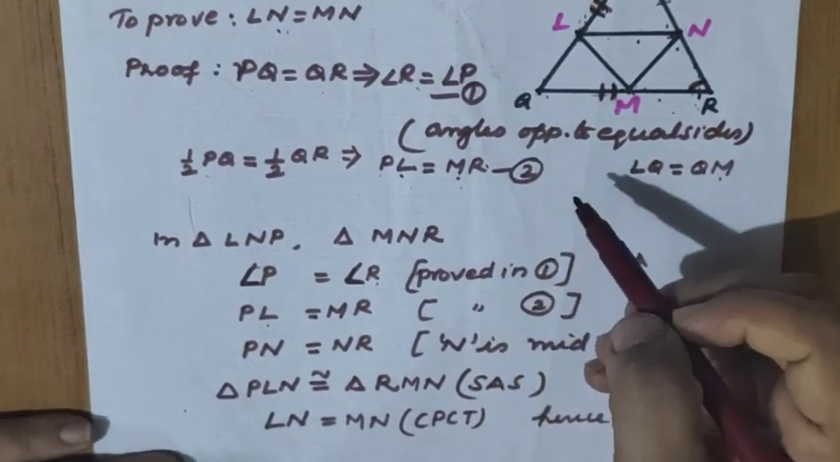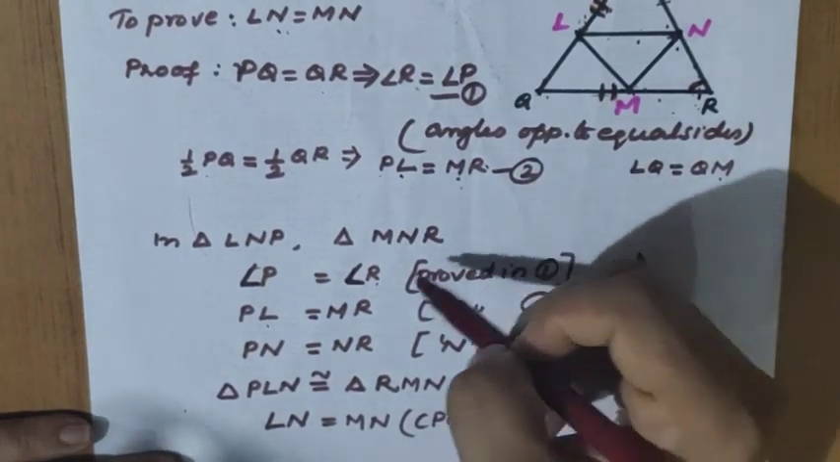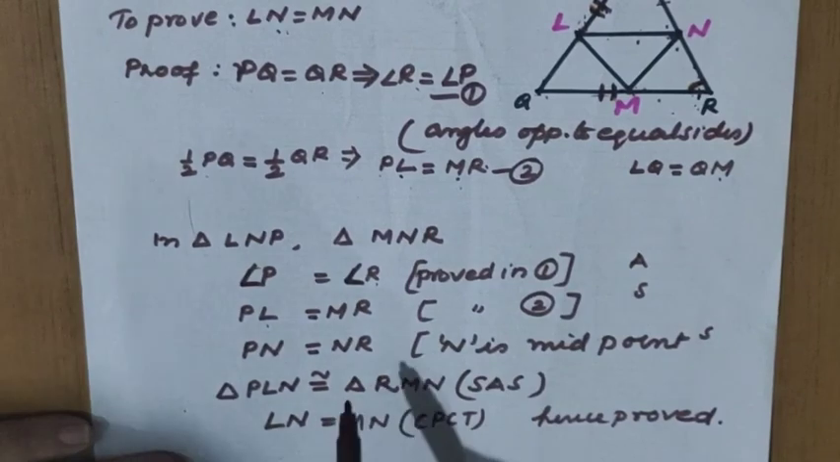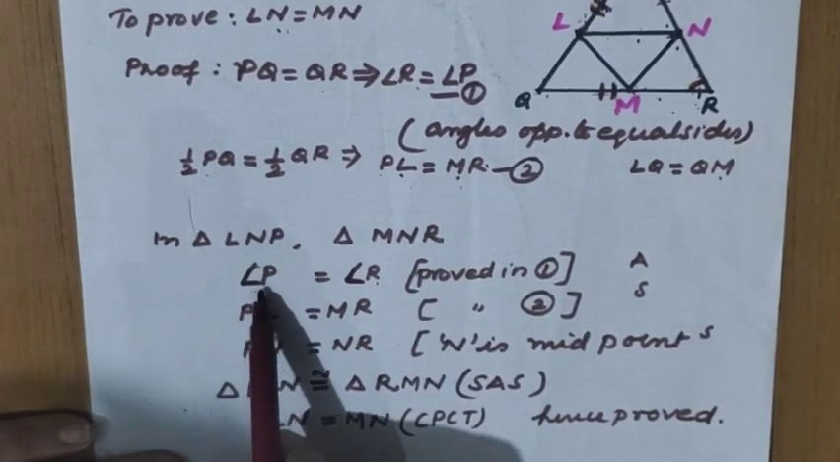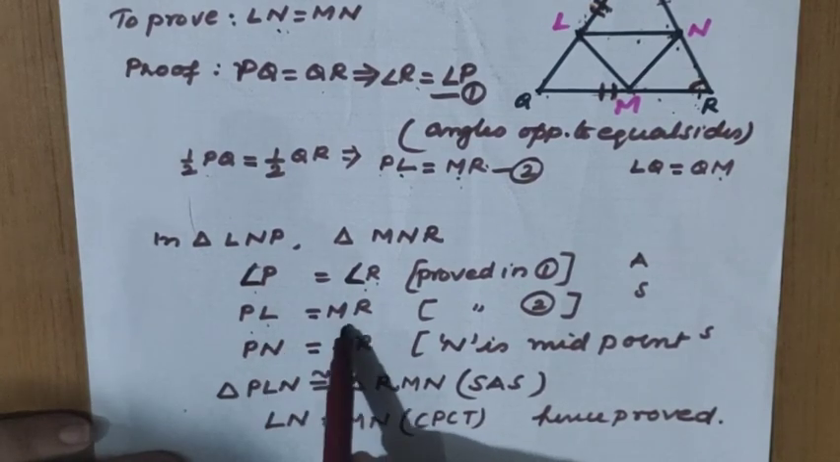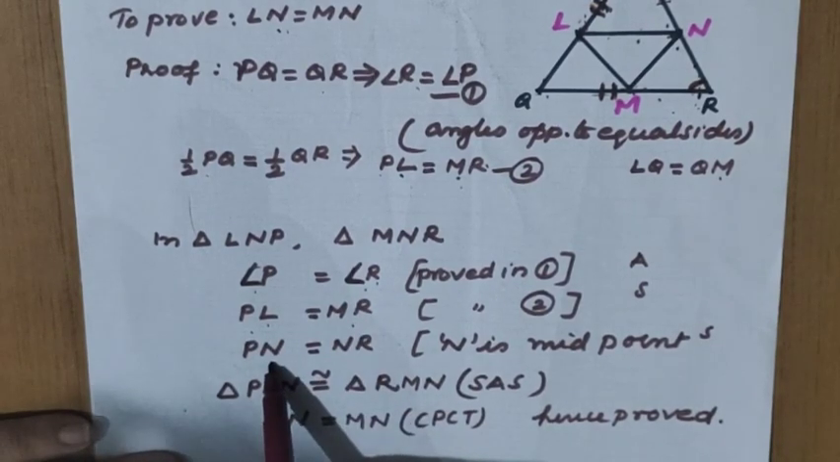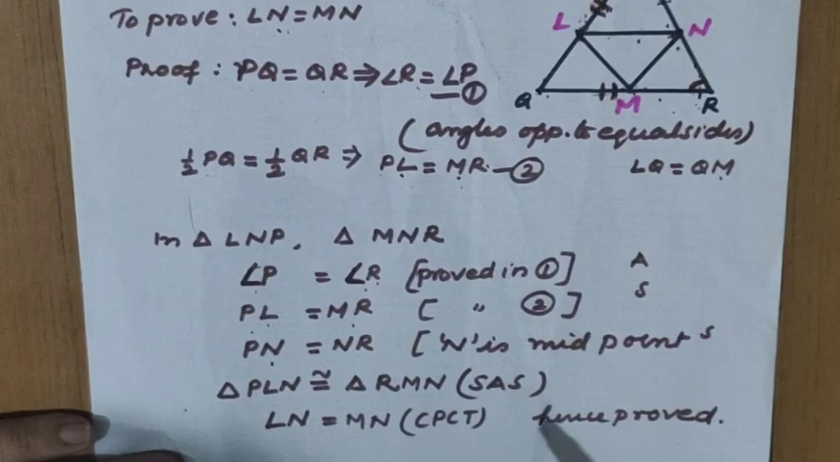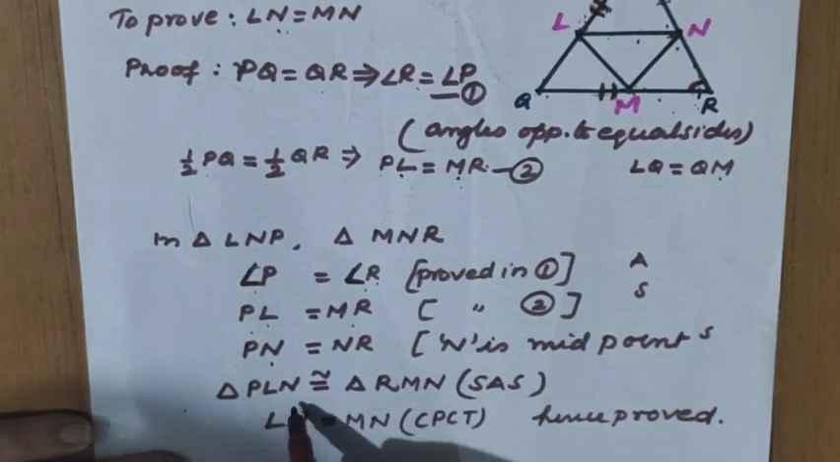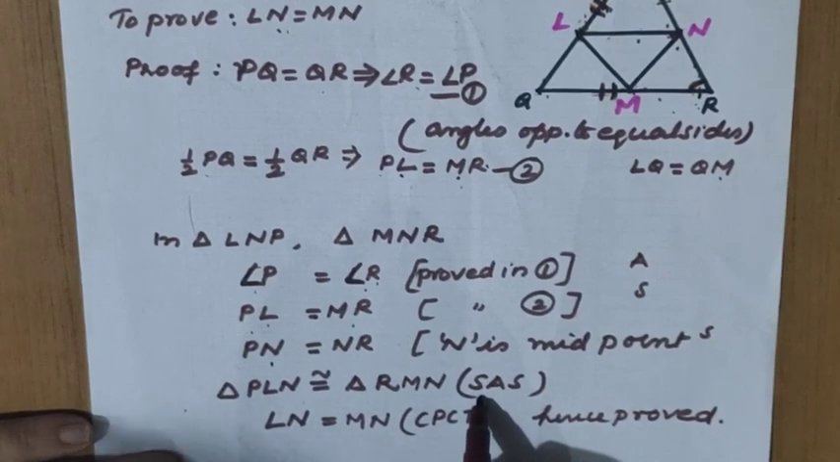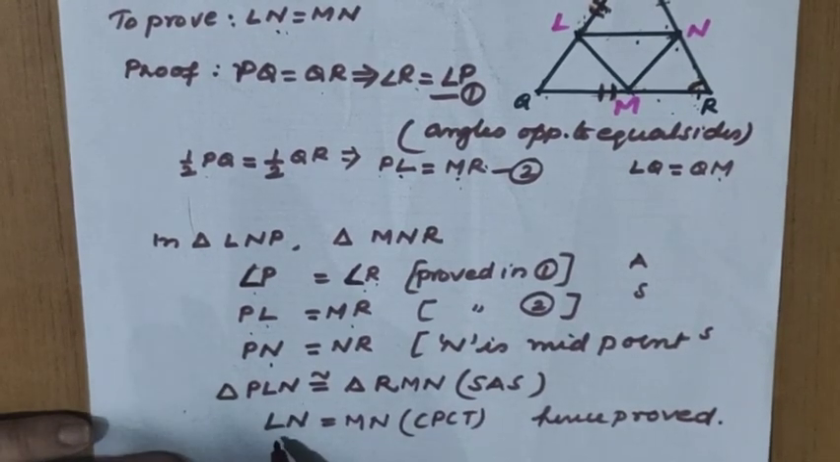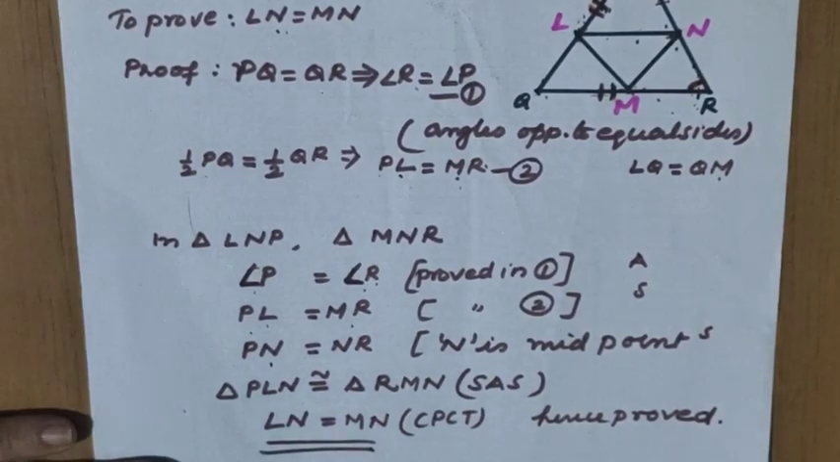So these two points you have to remember only. After this we can go for the triangles. Name correctly, LNP and MNR. We already got angle P equal to angle R and PL equal to MR. Now for the third criterion, PN equal to NR. Now triangle PLN is congruent to triangle RMN by the SAS congruence criterion. Now LN equal to MN by CPCT, hence proved.